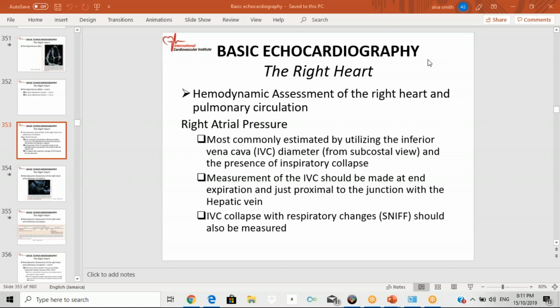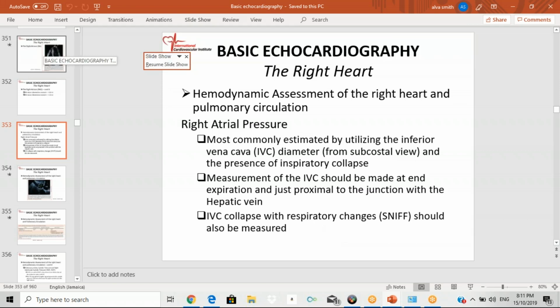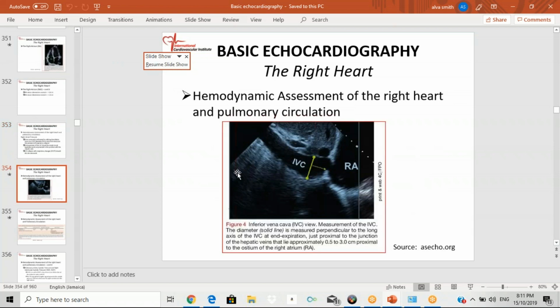If the right atrial pressure is very elevated, then when you look at your IVC, and we'll measure it, if the IVC measurement is greater than 2.1 centimeters, and you have less than 50% collapse with your sniff or inspiration, then that usually suggests an elevated right atrial pressure of the order of about 15 millimeters mercury.